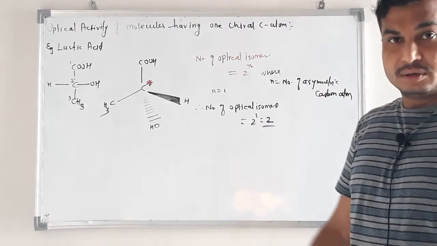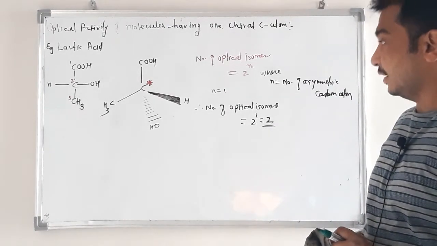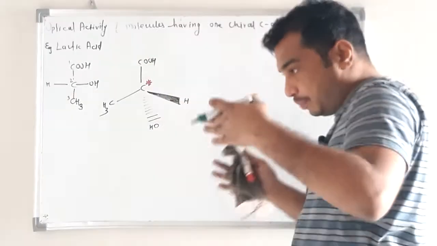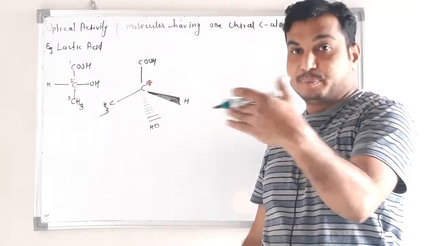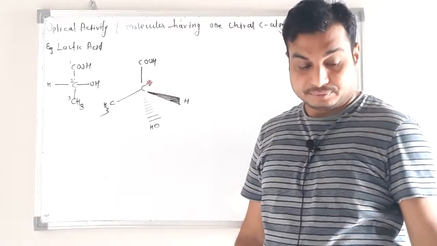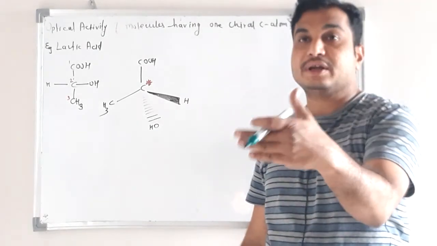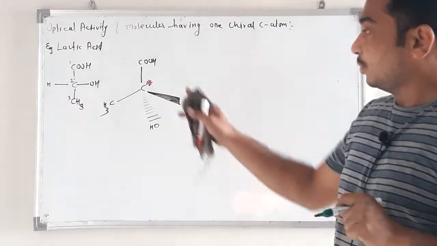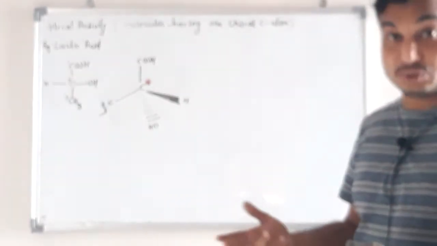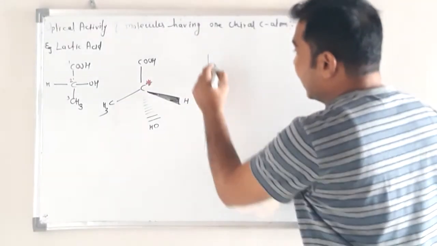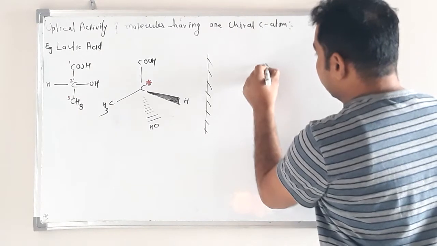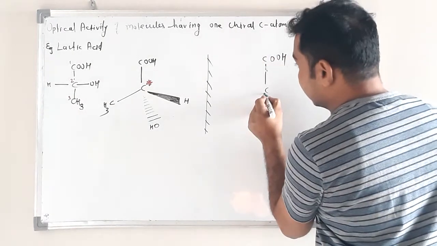Let us draw the 2 optical isomers of lactic acid. If we take this lactic acid and pass plane polarized light, then you will find the plane of PPL rotates toward the right side or left side. That is why it is optically active. And this lactic acid has one more stereoisomer, and these 2 stereoisomers are mirror images of each other. The structure is like this. This is a tetrahedral structure.